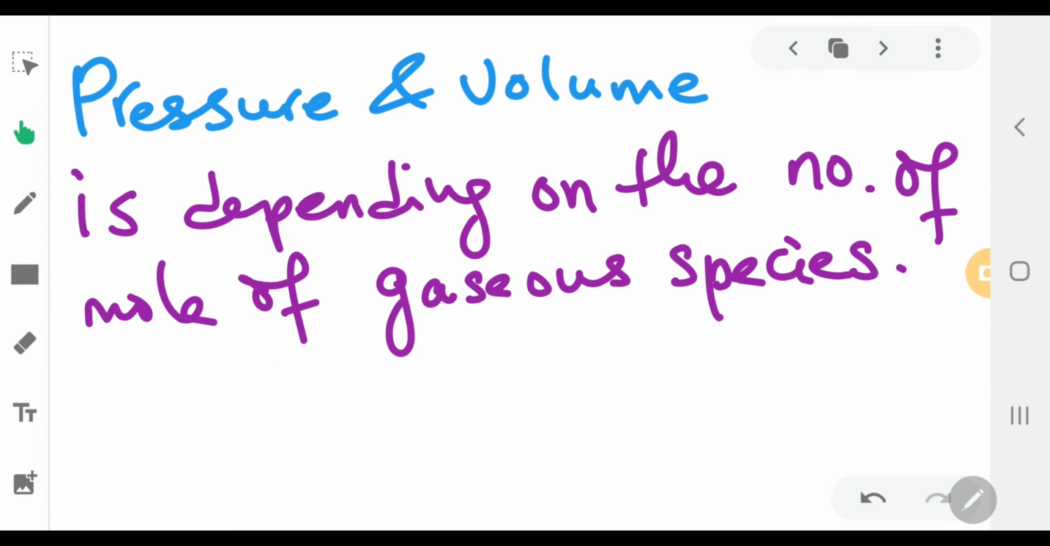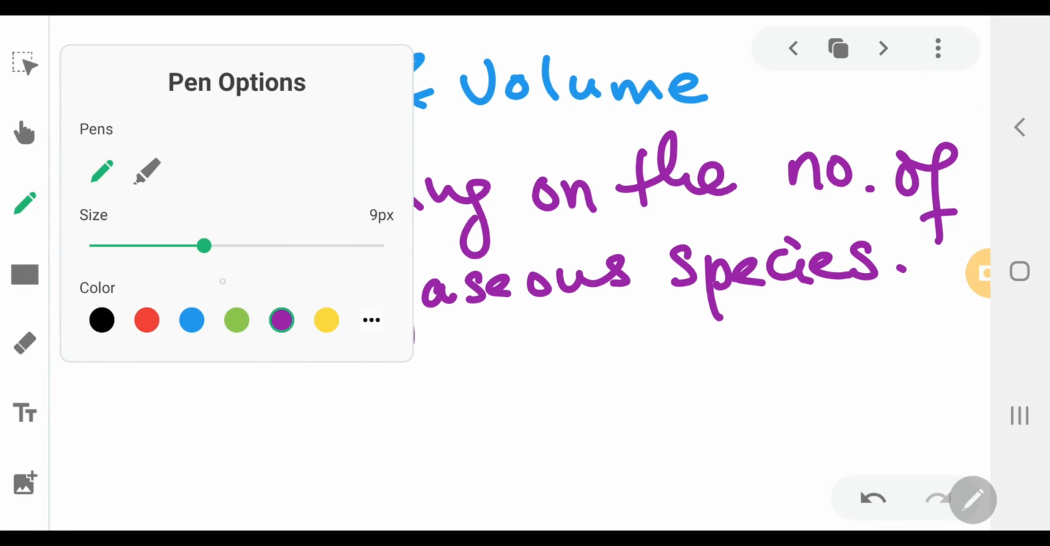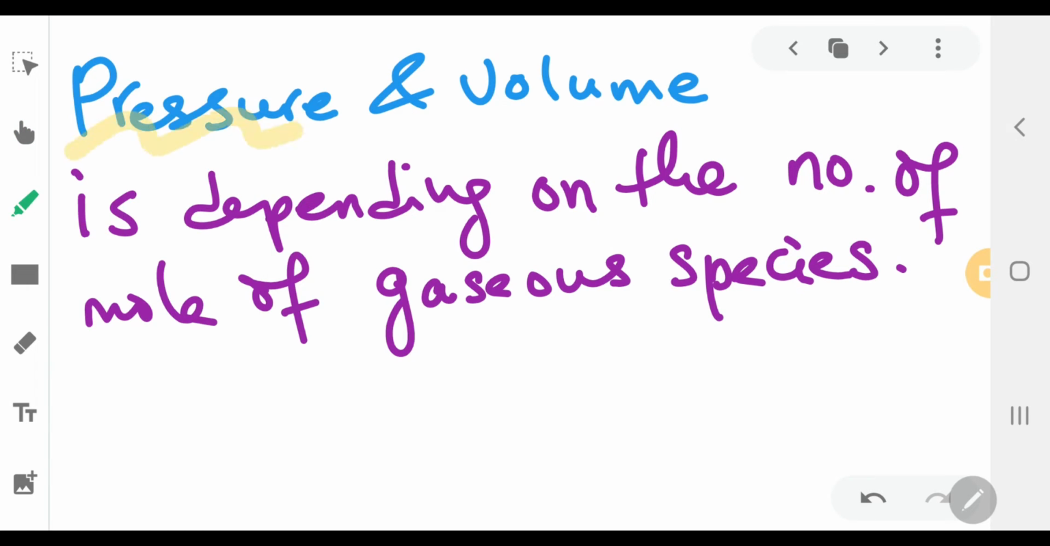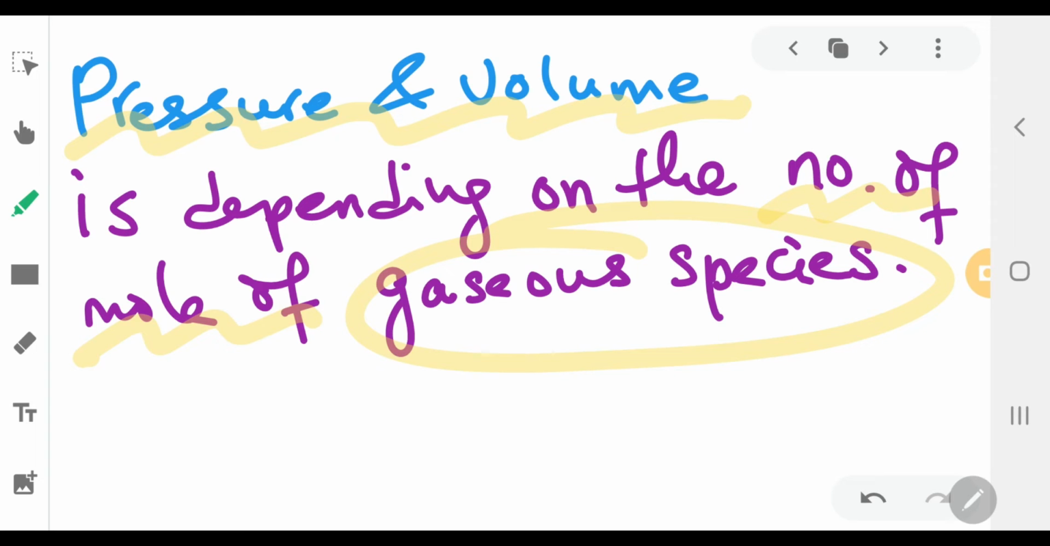This is one very important thing that you need to know for pressure and volume. Unlike temperature and concentration, especially concentration, which is quite straightforward, for pressure and volume we have to consider the number of moles of the gaseous species. There will be a situation in which no matter how much you change the pressure or the volume of the vessel, the equilibrium will not shift, because the situation depends on the number of moles of the gaseous species.